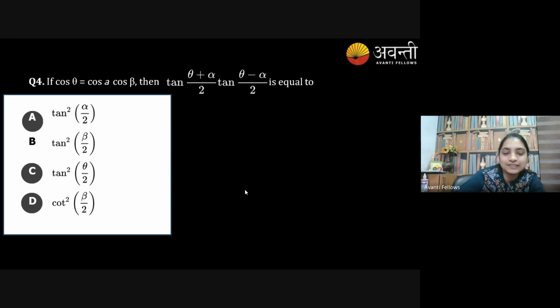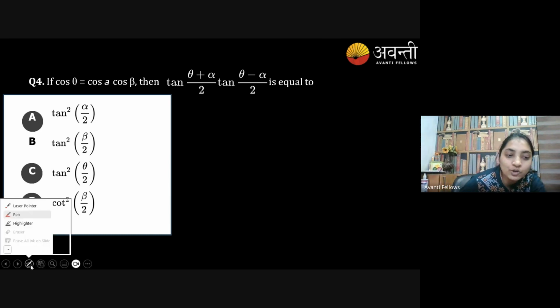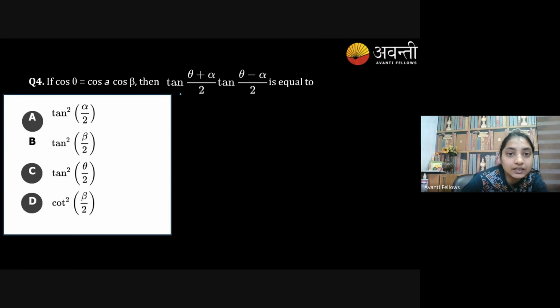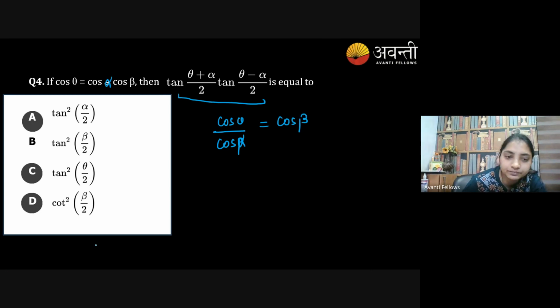So, dear friends, just have a look at how to attempt this. What should be the approach for this question? For the question, I need to prove it using theta and alpha. No need of beta, right? So it means cos theta by cos alpha. Can I write it as cos beta? Yes or no?